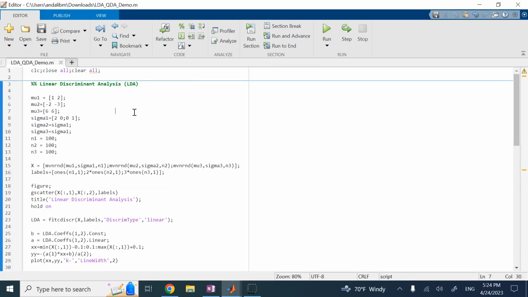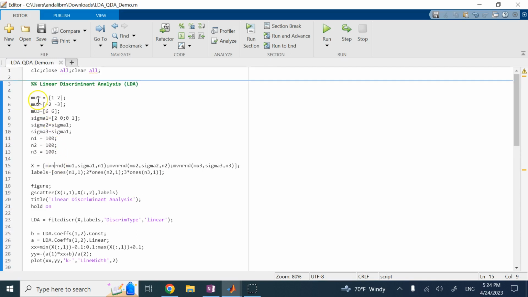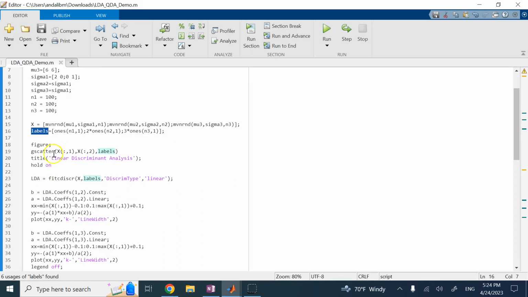Okay, so here is the MATLAB code, and here I have three mu's, three sigmas, and three n's. For LDA, I use my sigma 2 and 3 to be the same as sigma 1. And I use my mvnrnd command to generate random numbers from the multivariate normal distribution, using mu 1, sigma 1, n 1, and similarly for 2 and 3, concatenate them together, create the labels for them, and use gscatter to do the scatter plot with different colors for different clusters.